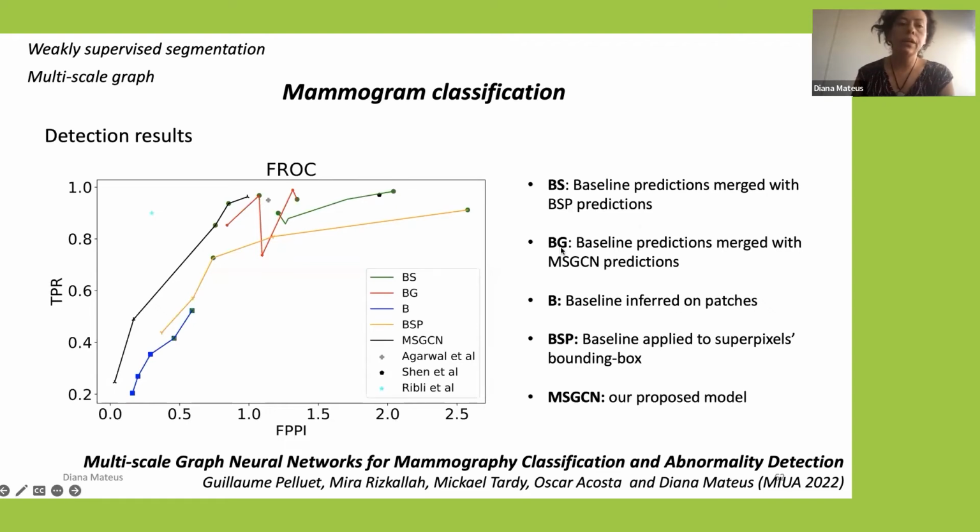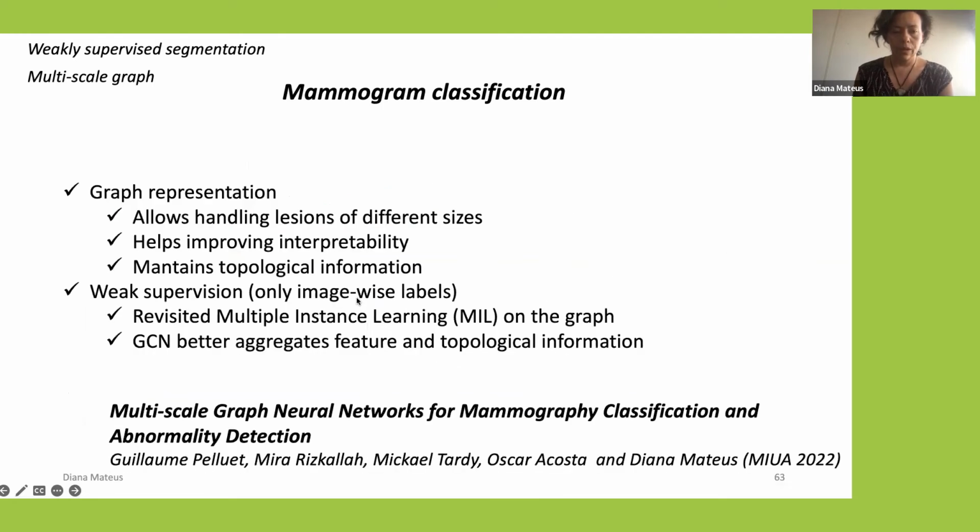So we are reaching here the detection results. In this type of curve, you have true positive rate versus false positives per image, and ideally, you want to be here. When you're fully supervised, you're here in this blue star. And here we get this type of results with our method. Okay, so here we have shown a graph representation that allows handling lesions of different sizes, that helps improve interpretability, and that keeps this topological information. We also mixed this with multiple instance learning on the graph and relied on a GCN to better aggregate the features and topological information to improve the results.